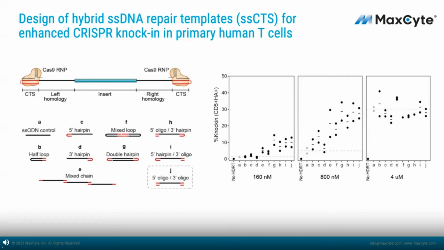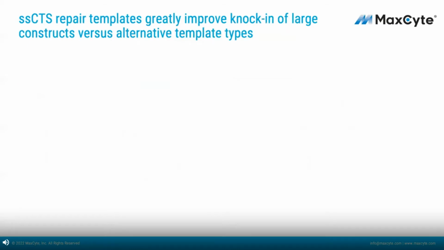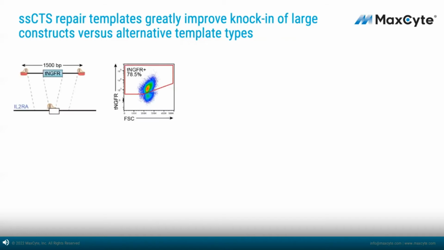While this was initially used for small knock-ins, as shown in this figure, they then wanted to apply this for the knock-in of large constructs and directly compare it to the double-stranded approach, which was publicized in that 2020 manuscript, which I gave you a glimpse into on the earlier slides.